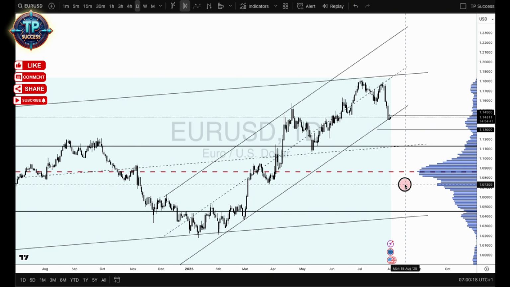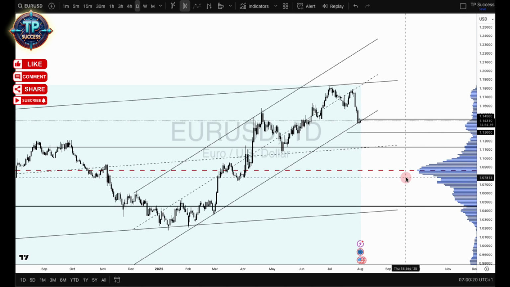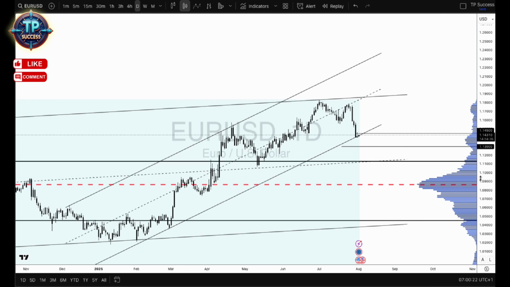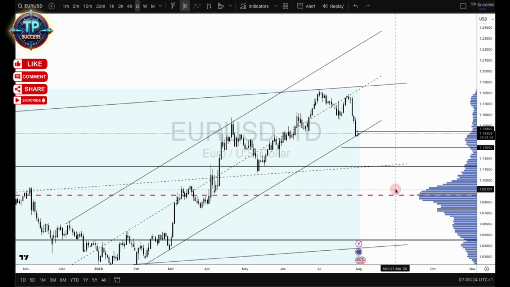So these are the moves that I'm looking for, and once again, I'm not a financial advisor. I'm not giving you financial advice. I'm not telling you what to do. These are just ideas that I'm sharing with you, and then you're going to decide what makes sense and what doesn't.